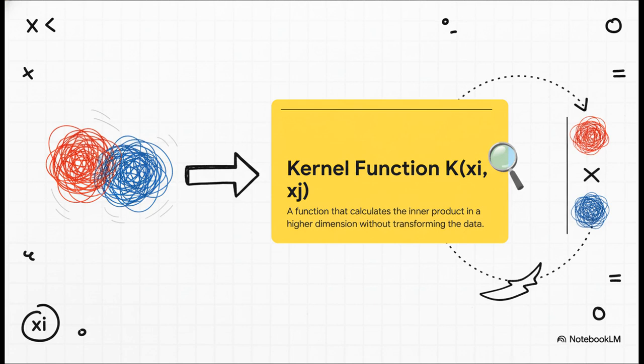We introduce something called a kernel function, which we write as k of xi xj. And you can just think of this function as an amazing shortcut. It's a special function that takes two data points from our original messy low-dimensional space, and it directly computes the answer to the question, what would the inner product of these 2 points be if we had transformed them into that higher dimensional space? It gives us the answer without ever doing the hard work.